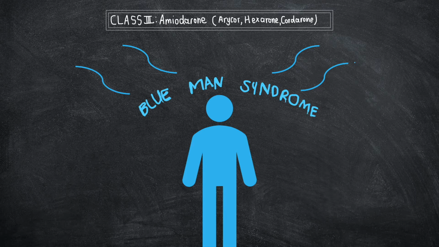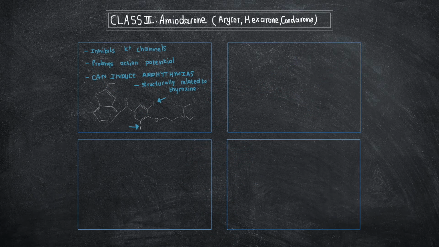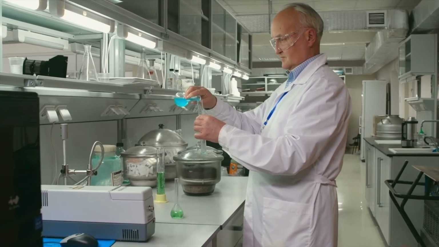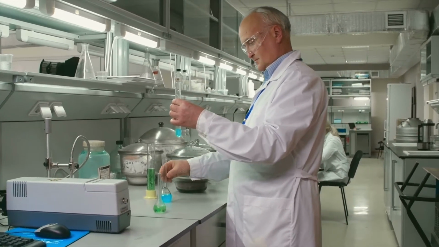Common trade names of amiodarone are Aricor, Hexarone, and Cordarone. The mechanism of action is that it blocks the potassium channels and it also causes a prolongation in the action potential. But it's also very dangerous because it can induce arrhythmias. And then, it's structurally related to thyroxine. Thus, as you can guess, some of your common side effects will include thyroid issues.